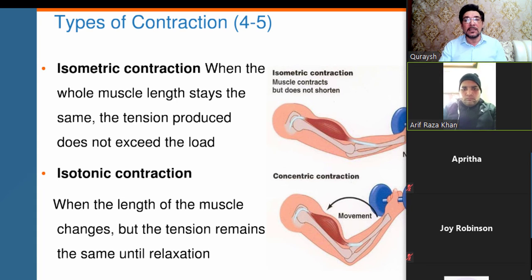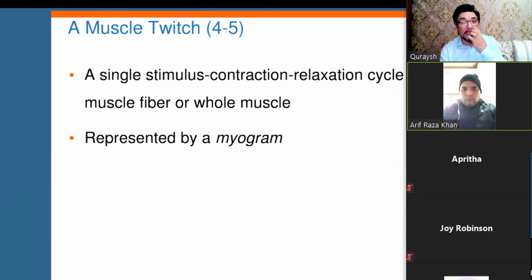Next question, guys. A muscle twitch. A single action potential from a motor neuron will produce a single contraction in the muscle fibers. This isolated contraction is called a twitch. Not contraction, twitch. Isolated contraction.